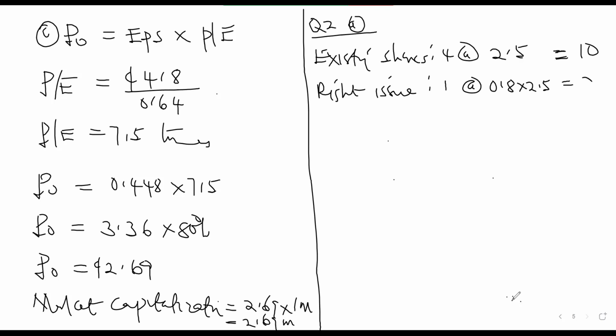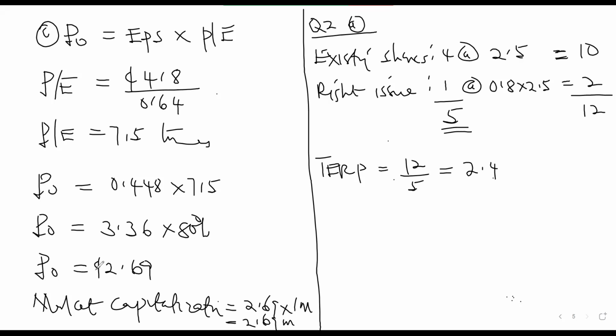So it means that you are going to be having 12, isn't it? And the shares will be 5. So our theoretical ex-rights price will give us 12 over 5. What are we having? 2.4. Okay, so that is the theoretical ex-rights price.